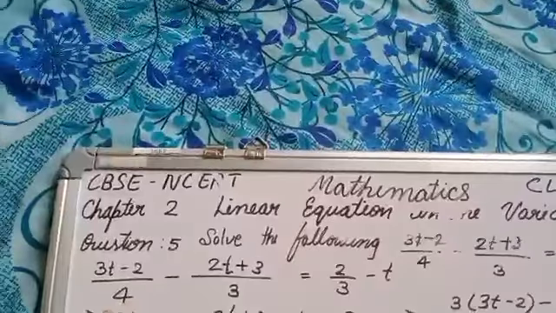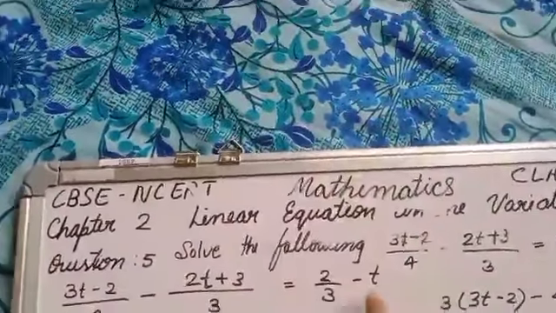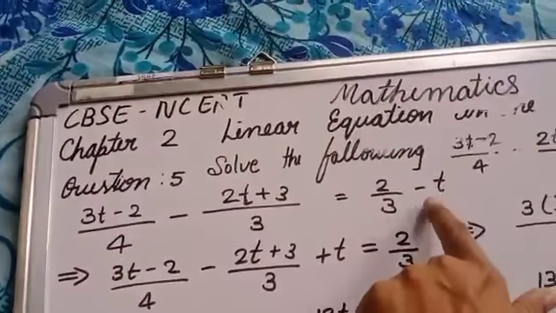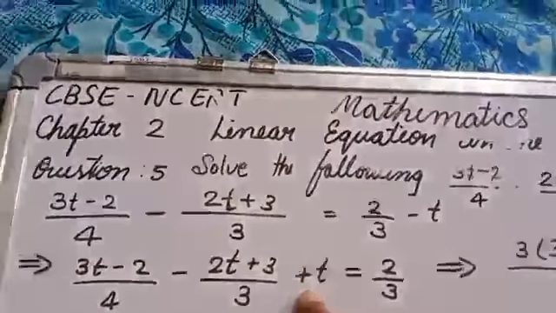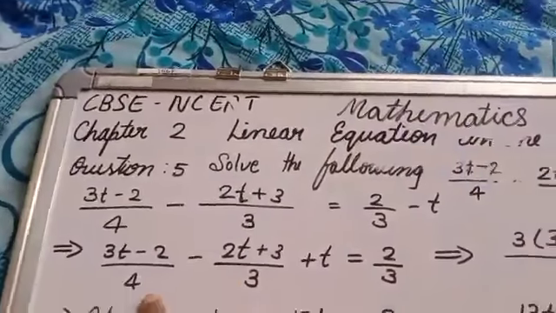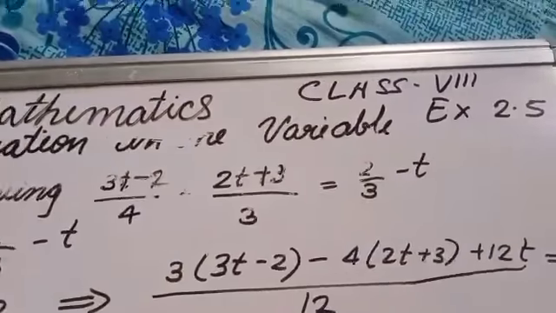First you observe that the question is in this way. After that, what we can do is shift this variable to this side. If we shift it, it will become plus t, and we can proceed by taking the LCM because they are in the form of fractions. So we will be doing like this.